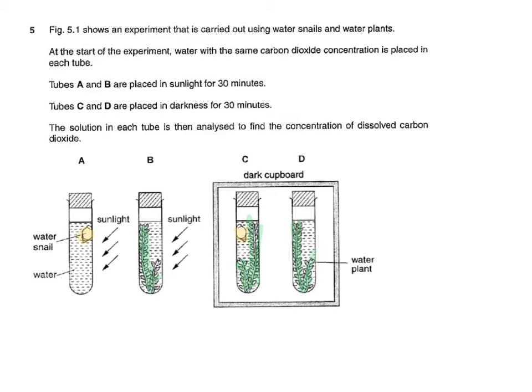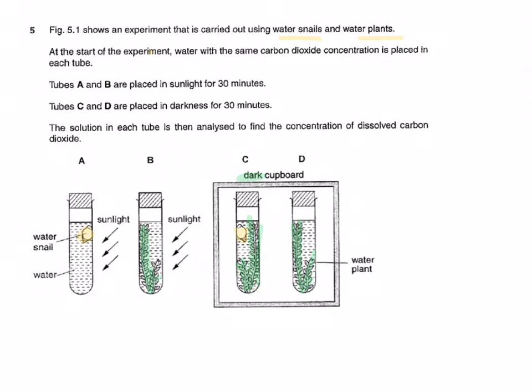Okay, question 5. Most likely a question asking about photosynthesis and respiration. So, figure shows an experiment carried out using water snails and plants. So, I've used different colors. You have set up A, B, C, and D. A only has a snail. B only has a plant. C and D. C has both the snail and plant, while D has only the plant, but both of them are in the dark. Okay, so let's take a look.